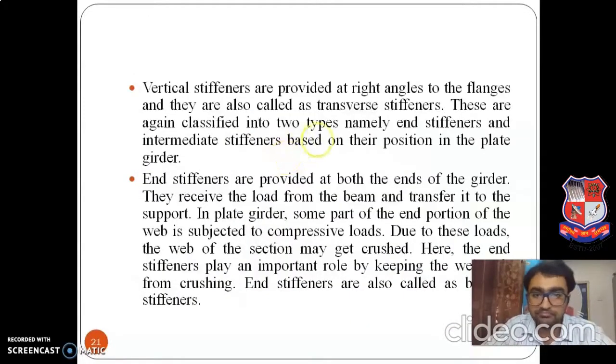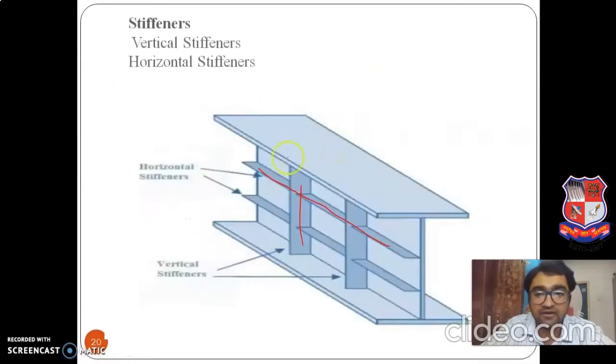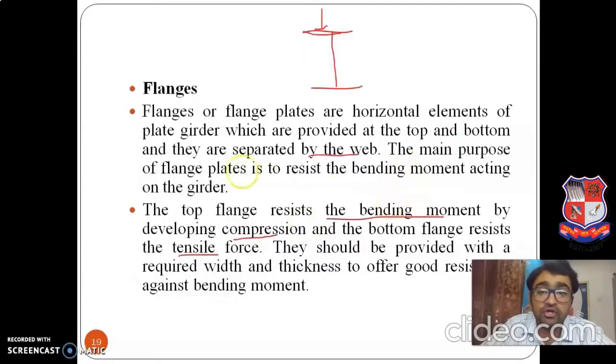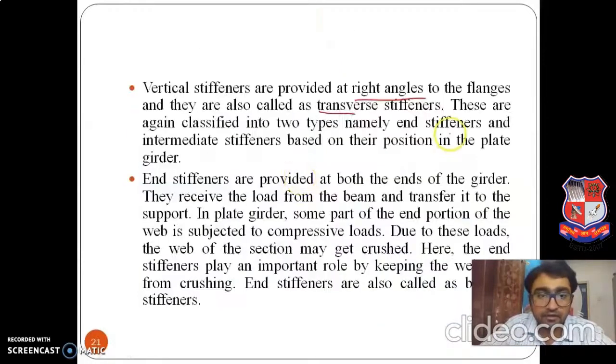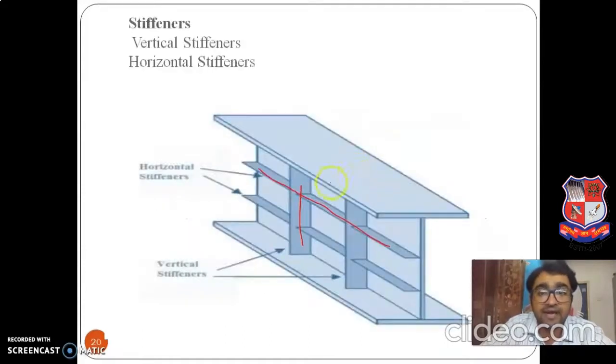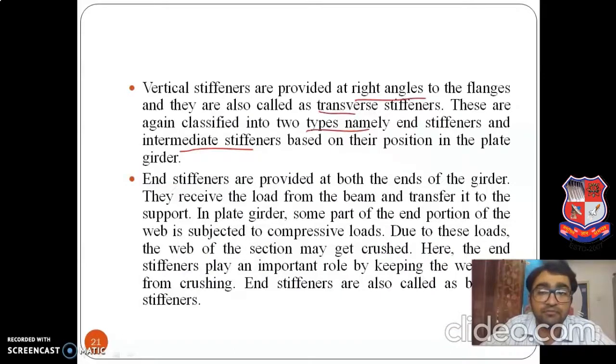Vertical stiffeners are provided at right angles to the flanges, so they are also called transverse stiffeners. The main purpose is to resist the bending moment acting on the girder. They are again classified into two types, namely end stiffener and intermediate stiffener, based on the position on the plate. If a vertical stiffener is at the end, it is known as an end stiffener, and these are known as intermediate stiffeners, depending on the type of loading we have.